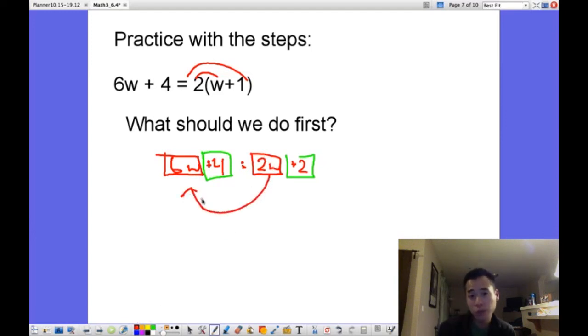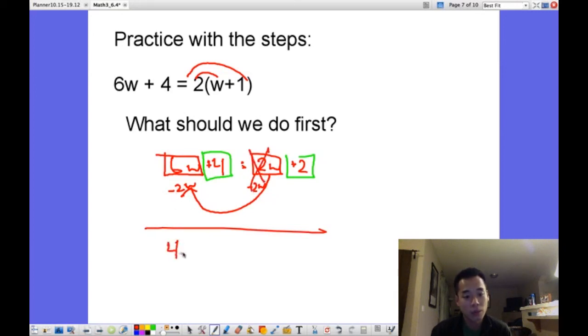And what is the rule for moving anything from one side of the equal sign to the other? You have to do the inverse operation. So the inverse of positive 2w is minus 2w. Minus 2w, or add negative 2w. Both of those are the same. So right away, I know this cancels out. I know that 6w minus 2w is 4w. Bring the positive 4 down is equal to positive 2.